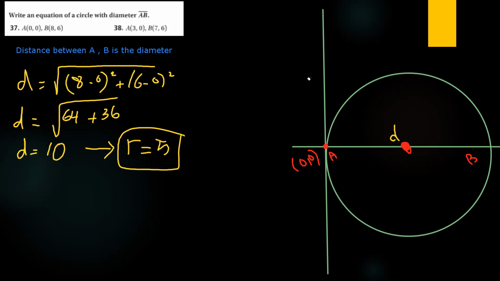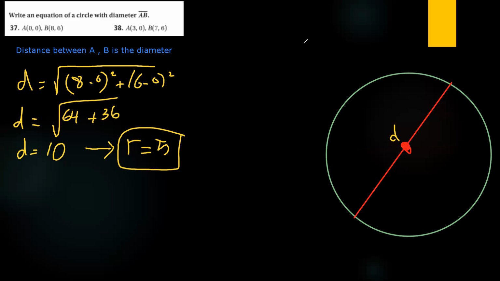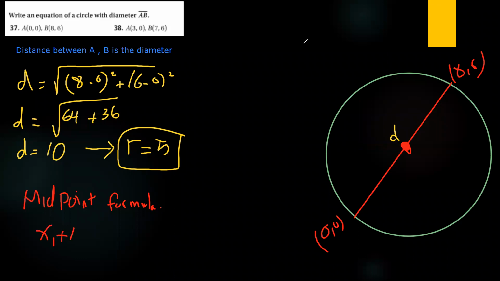Let's now imagine that this is the diameter here, and this is 0, 0, and this is 8, 6. And you need to find the radius. As I told you, you find the diameter divided by 2, you will find the radius. But if you need to find now the center point, you have to use the midpoint formula. You have to say x1 plus x2 over 2 and y1 plus y2 over 2.